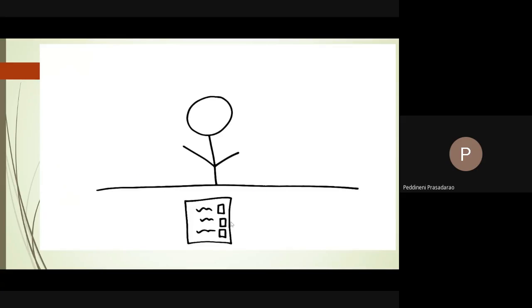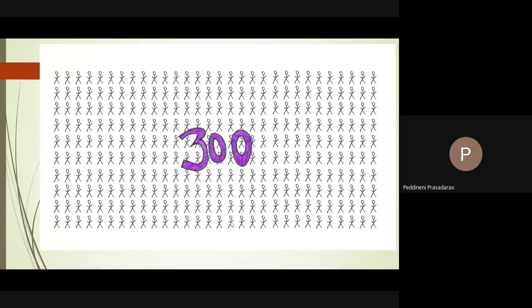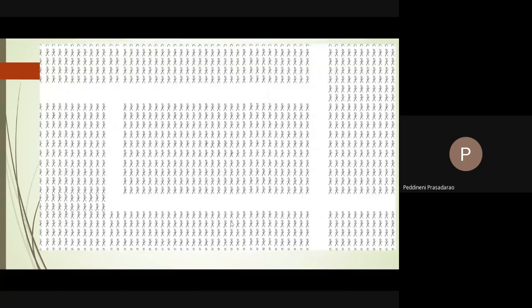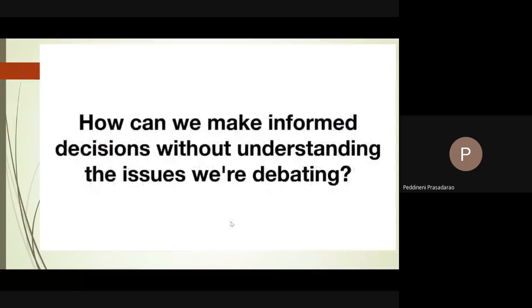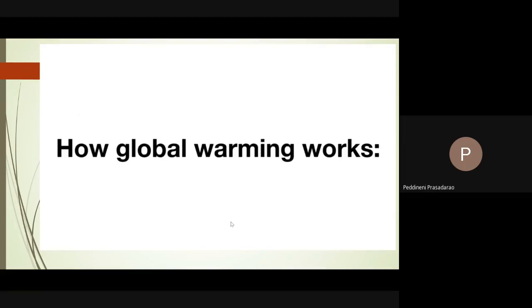Don't feel bad. If you're anything like the people we've surveyed in our studies, you probably struggled to come up with an explanation. In fact, in one study, we asked almost 300 adults in the US, and not a single person could accurately explain the mechanism of global warming at a pretty basic level. This is consistent with larger surveys that have shown that people often lack knowledge about climate change. But how can we make informed decisions without understanding the issues we're debating? Allow us to give you a short explanation of how global warming works.